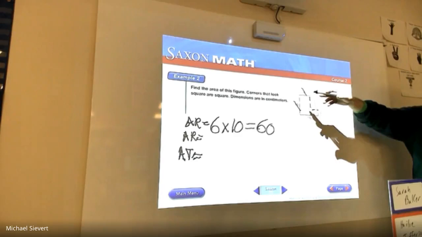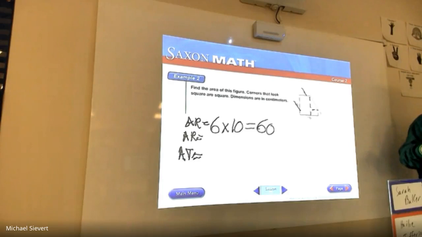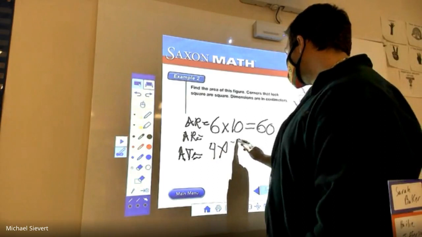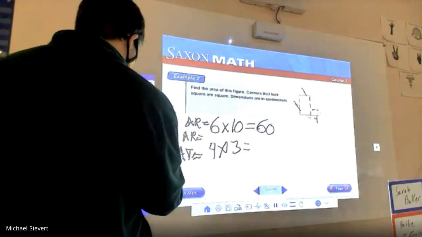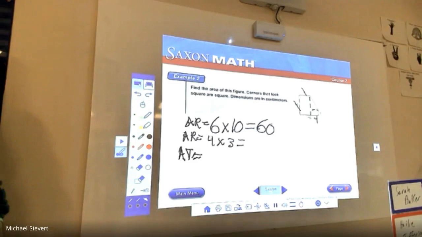But there's a whole 10 left. So you got to take 10 minus 6, which gives you... 4, correct. So you got 4 and 3. So 4 times 3. Oh, I wrote that way too big. 4 times 3, which equals, for that other small rectangle, Lanesha? 12.